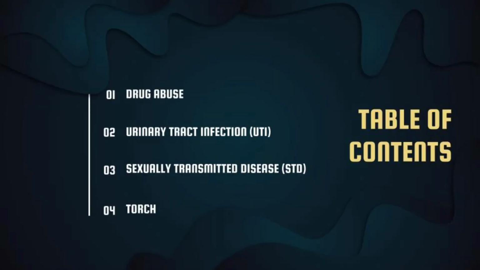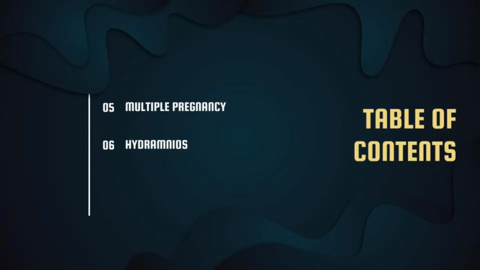To give you an overview of the things that we will be discussing, we have here the contents. First, drug abuse. Second, urinary tract infection. Third, sexually transmitted disease. Fourth, TORCH. Fifth, multiple pregnancy. And sixth, hydramnios.